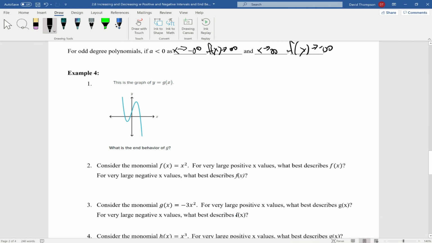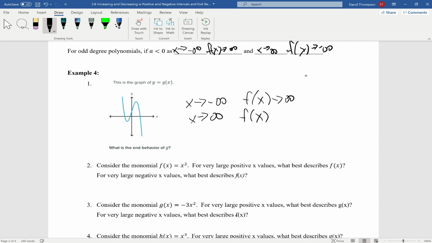So we're done summarizing. Example 4, we're given a graph and we're asked to find the end behavior, so in part 1, recall we just write x approaches negative infinity and x approaches positive infinity. On the left side, we're going up, so we write f of x approaches positive infinity. On the right side, we're going down, so we write f of x approaches negative infinity, and we're done.